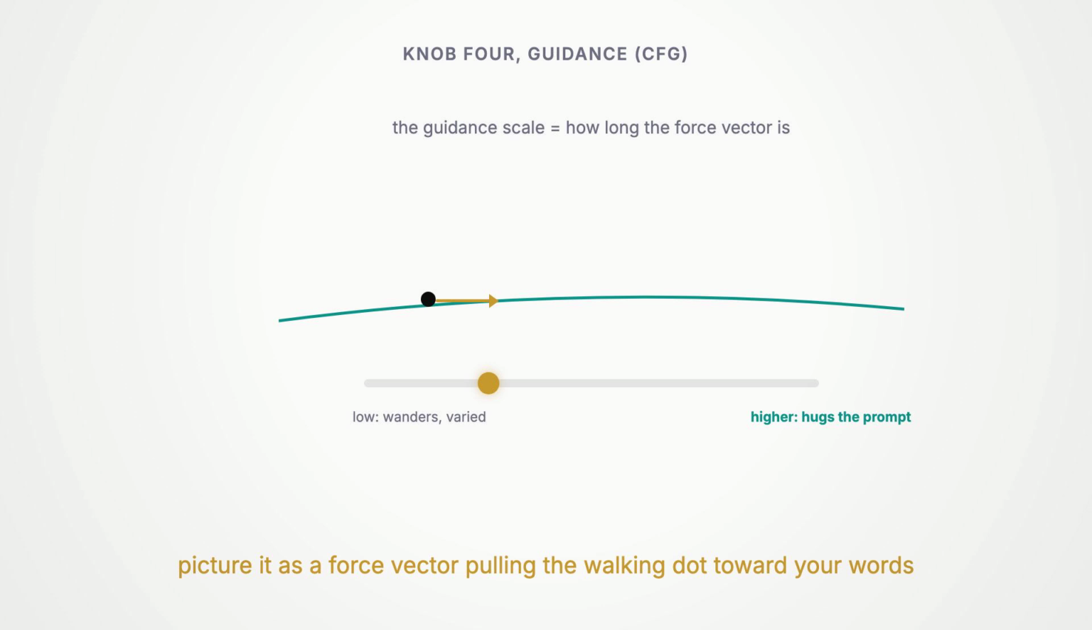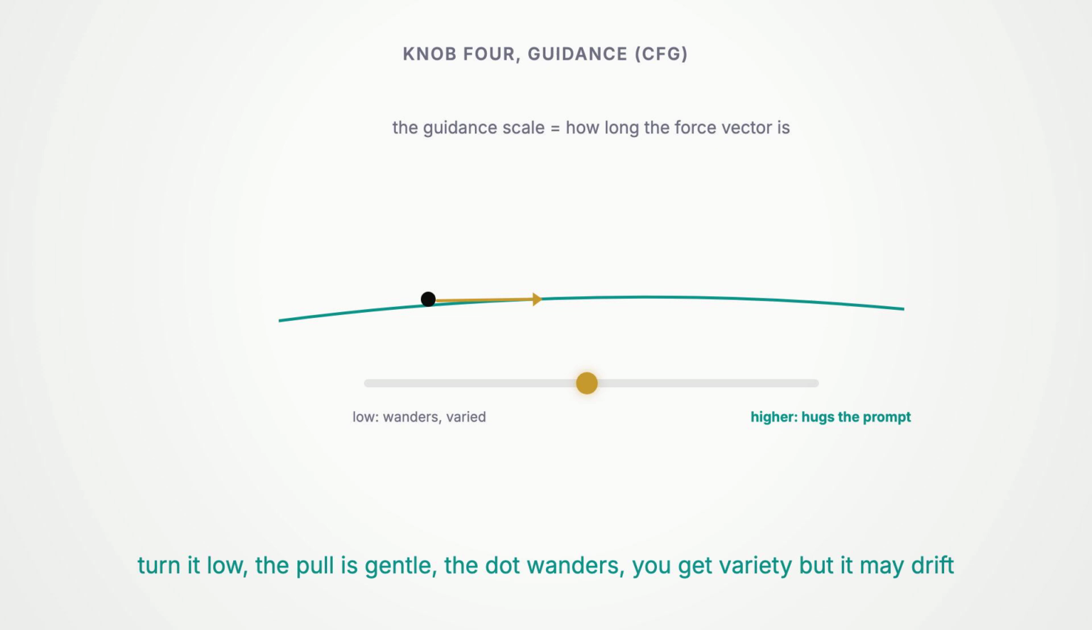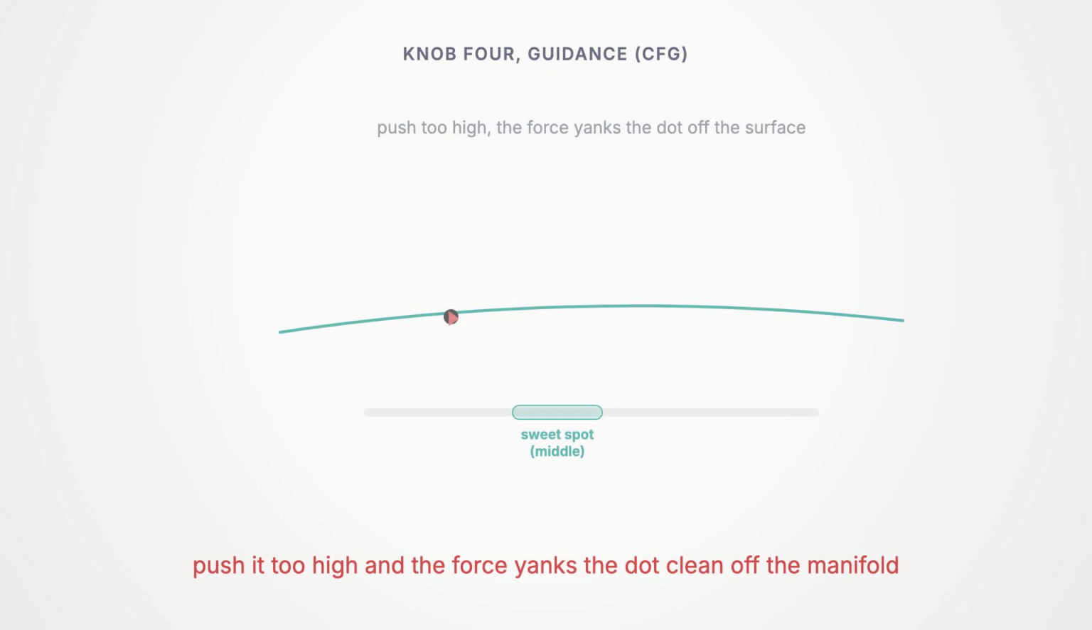Picture it as a force vector pulling the walking dot. Turn guidance low and the pull toward your words is gentle. The dot wanders freely. You get variety, but it may drift from what you asked for. Turn it up and the pull gets stronger. The picture hugs your prompt more tightly. So far it sounds like more is just better, and this is exactly the trap.